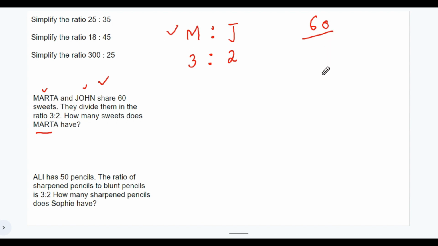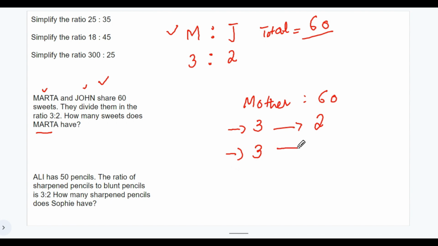So first of all, I need to tell you that if the total sweets equal 60, who has them? Their mother. She has the total sweets, 60. Now Marta is bigger than John, so she comes to her mother and asks for 3 sweets. John comes again and says that he wants sweets too. Her mother gave him 2. Next time Marta comes again, she asks for 3 sweets and John asks again for 2 sweets. It means for every 3 sweets Marta has, John will have 2 sweets. Marta and John will keep coming to their mama asking for sweets until the sweets are finished. Okay, so now how can we do it in our question?